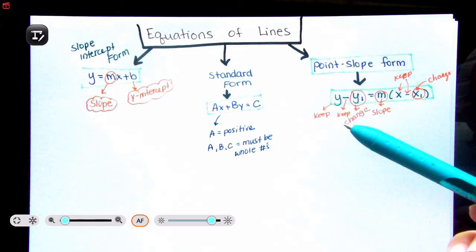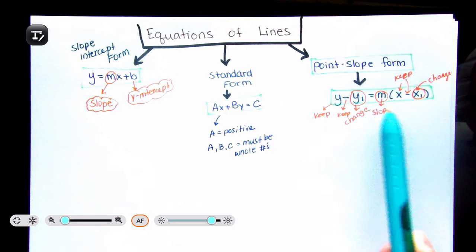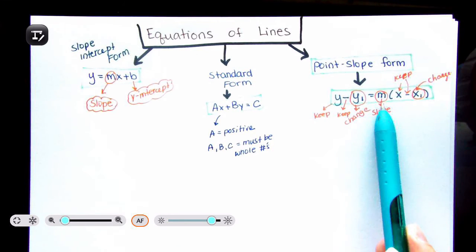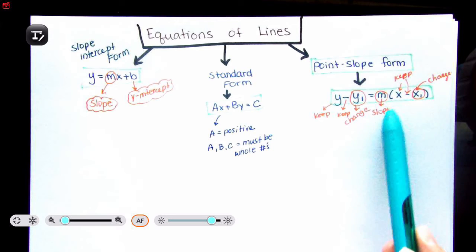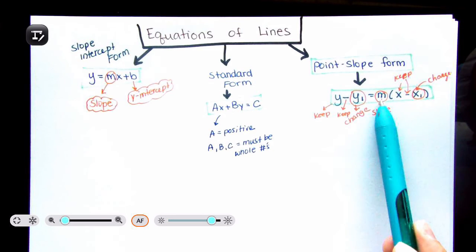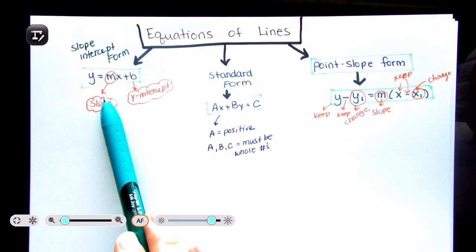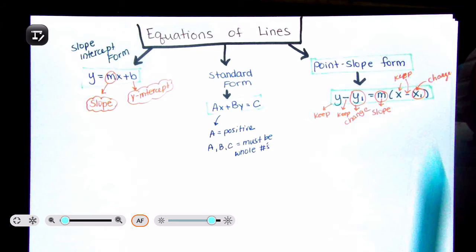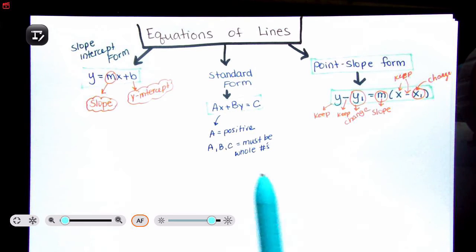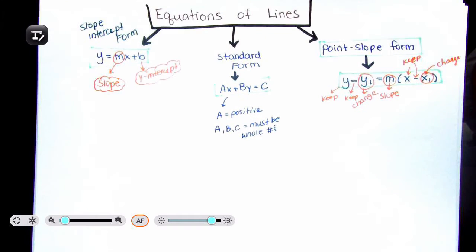For point slope form, you have the slope here. Sometimes they're going to factor this, sometimes they're going to multiply the slope in, but the slope is always going to be in front of x, just like it is here. So you have the slope. The most difficult one to work with would be an equation in standard form. So let's talk a little bit about how to deal with an equation in standard form.